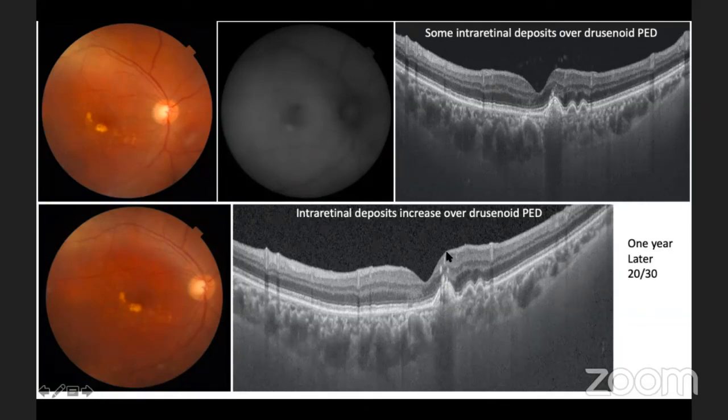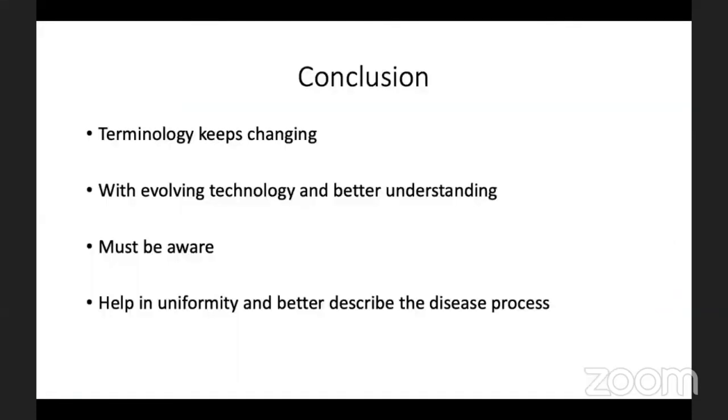Now, this is something that has been referred to as drusen ooze, and this is one of the proposed hypotheses, that these drusenoid materials slowly ooze into the inner retina, and this leads to regression of the drusenoid PED, which over a period of time can lead to atrophy of the outer retina.